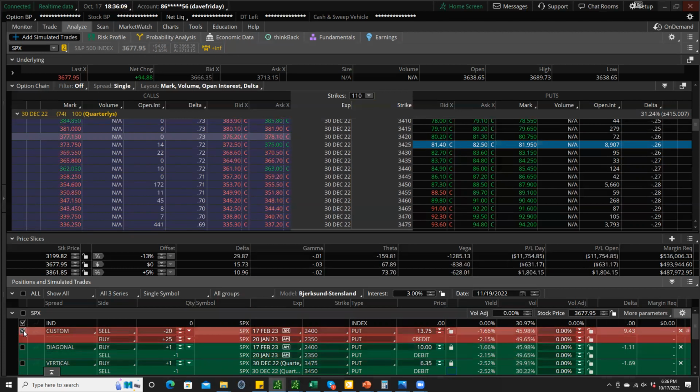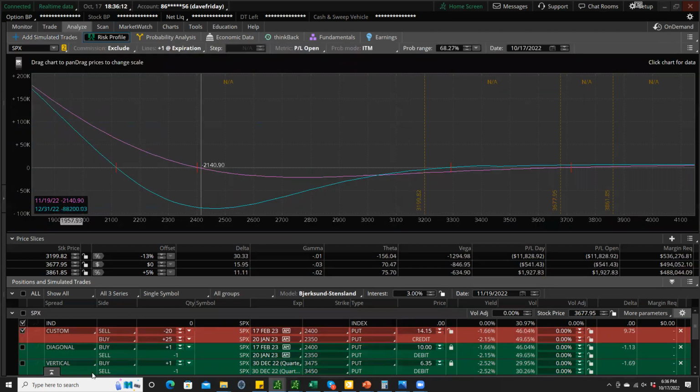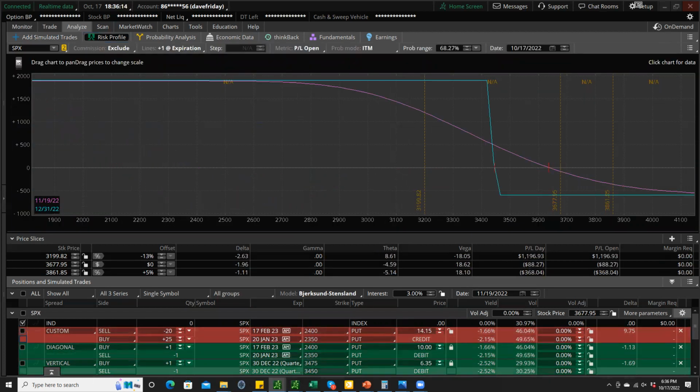So I'm going to uncheck this because we have the risk profile for that right now. I'm going to uncheck that. And this is what our slow melt looks like. It's very little cost for a whole lot of protection. I could protect my trade up to $2,000.